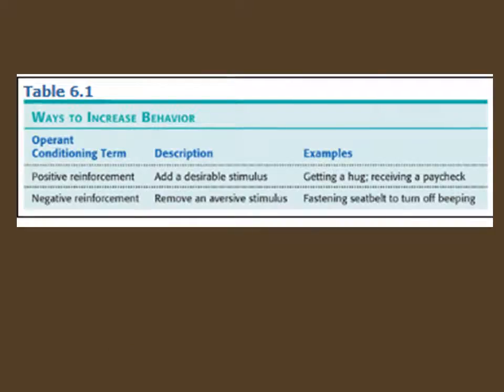All right, so here's another chart maybe you copy down in your notes. Operant conditioning, you have the two different types of reinforcements, positive and negative reinforcement. Positive reinforcement, you add a stimulus, right? Getting a hug, receiving a paycheck, those are both adding something. Negative reinforcement, you remove something. So fastening your seatbelt to turn off the beeping. The annoying sound is the beeping, so you're going to fasten your seatbelt.